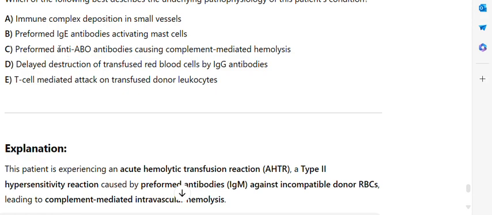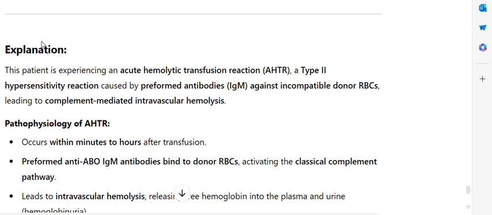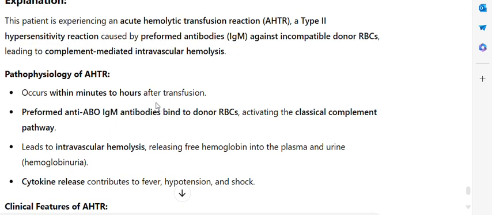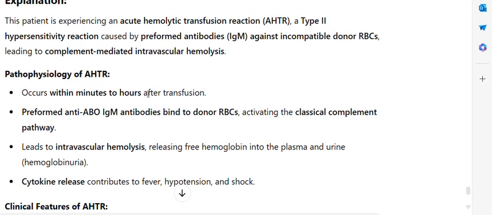Explanation. This patient is experiencing an acute hemolytic transfusion reaction, AHTR, a type 2 hypersensitivity reaction caused by preformed antibodies, IgM, against incompatible donor RBCs, leading to complement-mediated intravascular hemolysis. The pathophysiology of AHTR occurs within minutes to hours after transfusion.